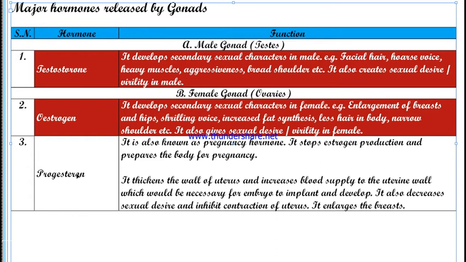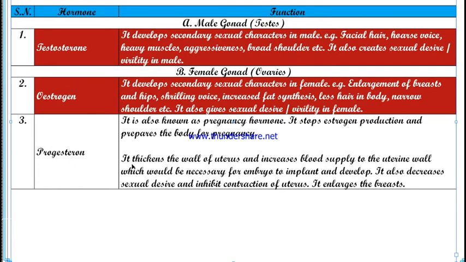There is a frequent question: why is progesterone known as the pregnancy hormone? Because it stops estrogen production and prepares the body for pregnancy. The features which are developed by estrogen are not suitable for carrying the baby. So what features are needed for carrying a baby? These features are developed by progesterone. What does it do? It thickens the wall of the uterus and increases blood supply to the uterine wall, which is necessary for the embryo to implant and develop.